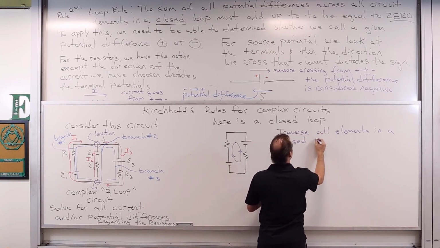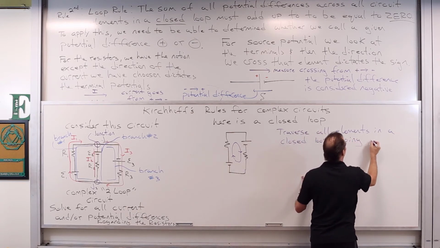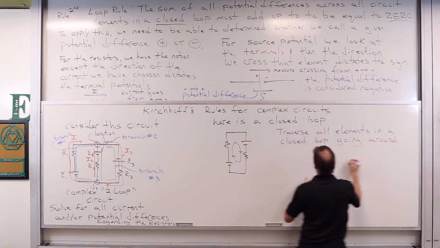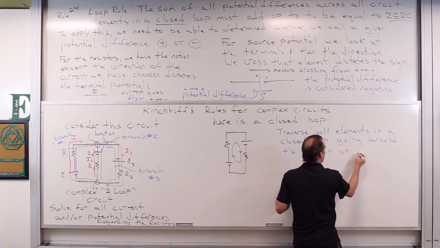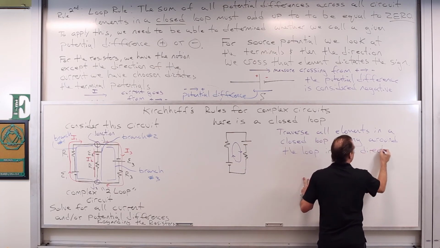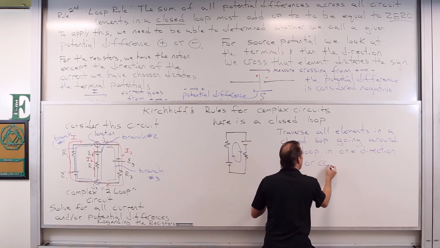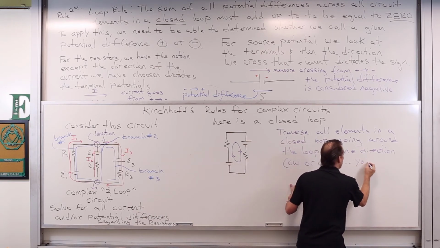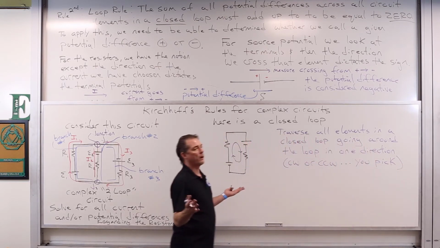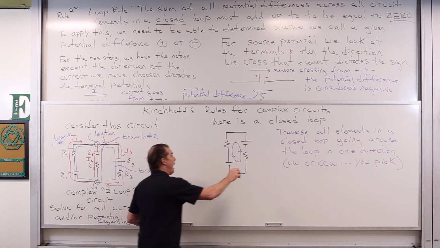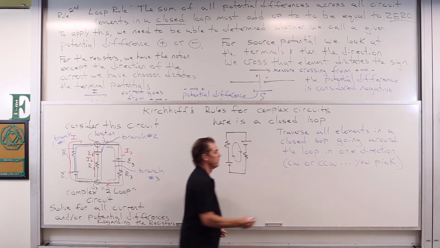Traverse all elements in a closed loop, going around the loop in one direction, being clockwise or counterclockwise. You pick. You can go clockwise, you can go counterclockwise, but you can't go half of it clockwise and then the other half counterclockwise. One direction.